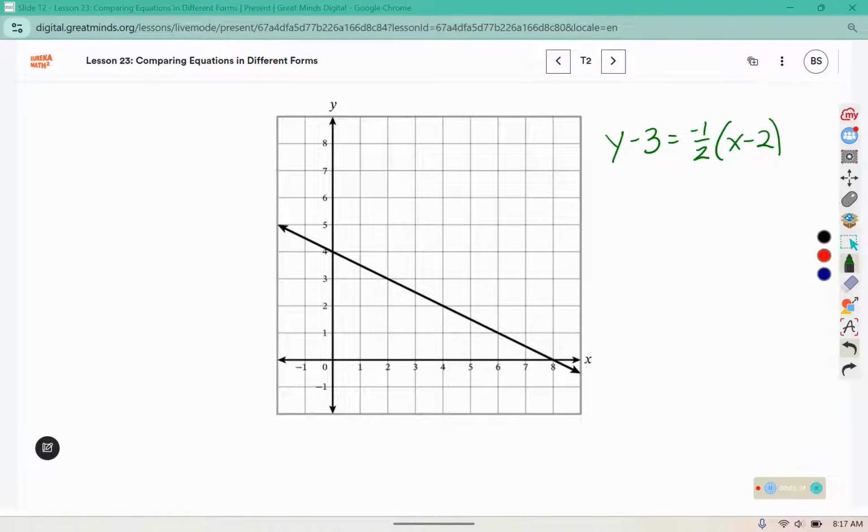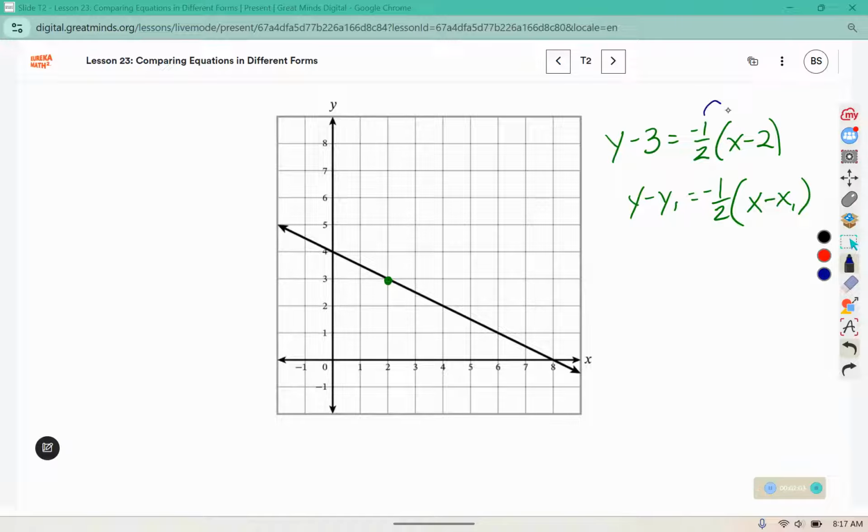The next one that shows up is the equation y minus 3 equals negative 1/2 x minus 2, which appears to be in point slope form. The slope is negative 1/2. We're going down 1 and over 2. And in point slope form, the x value would be 2 and the y value would be 3, which is this point here. So that is also an equation that works for this.